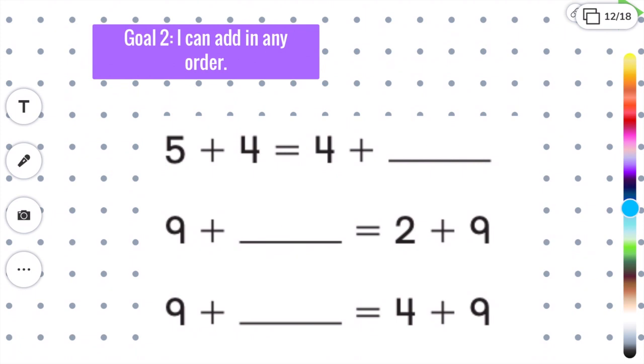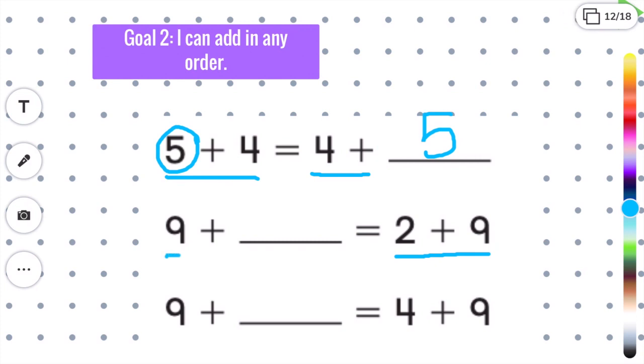This is a different type of problem. We are just balancing both sides of the equal sign. So we have 5 plus 4 is the same as 4 plus blank. So the number 5 is missing from the right side of the equation, so that's what we'll write on the line. Now on the second one, we need to look at the right side of the equation.